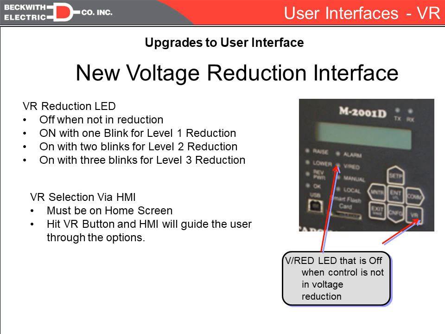Now, to access the voltage reduction from the front panel push button, you must be on the home screen of the control. So if you're not on the home screen, if you keep hitting the exit button, it will ultimately return you to the home screen, and then if you hit the voltage reduction button, you should be prompted with which of the levels you'd like to enter reduction into.